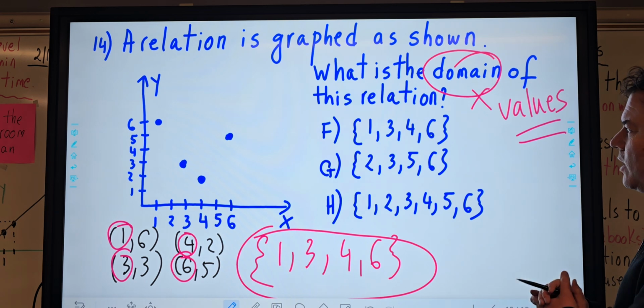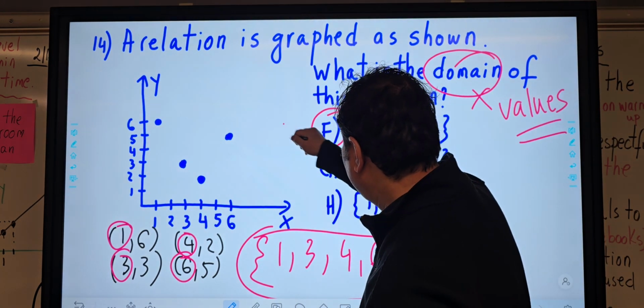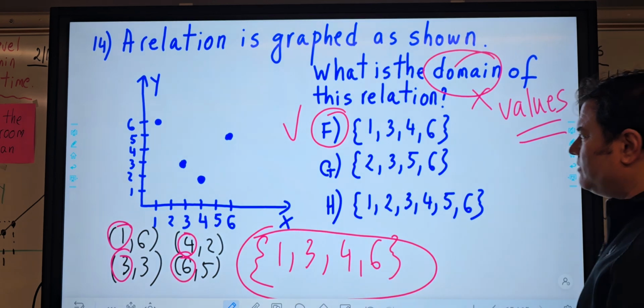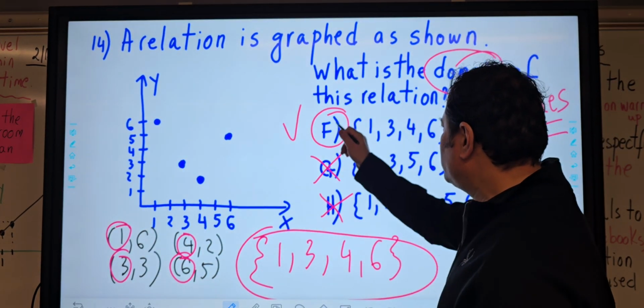Let's look at F, 1, 3, 4, 6. Yes, indeed. F works. And then 2, 3, 4, 5 doesn't work. 1, 2, 3, 4, too many. So the final answer is F.